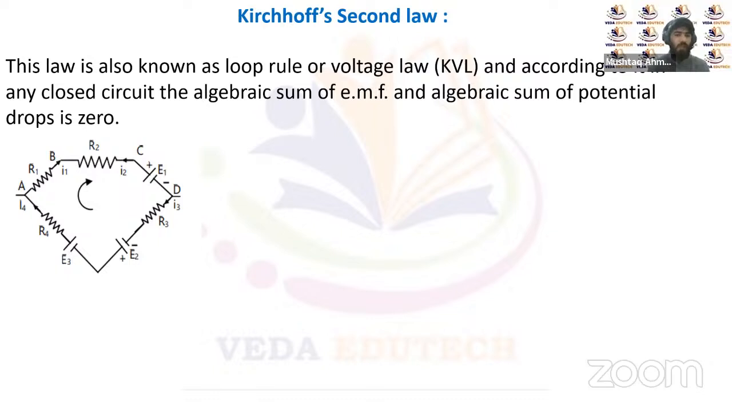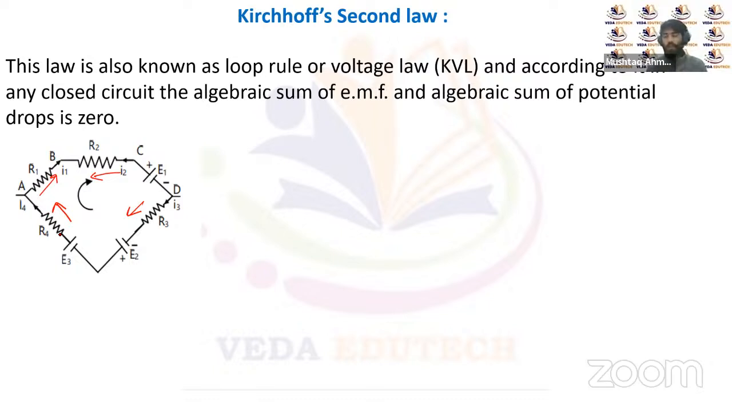Let's assume different currents in this mesh. Through R1 it's I1 in this direction, and through R2 this is the direction of the current, I2. Through R3 the current is I3 in this direction, and through R4 the current is I4 in this direction. These are the directions of the current.